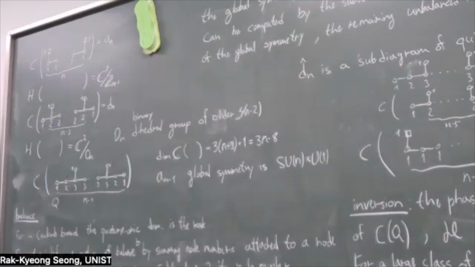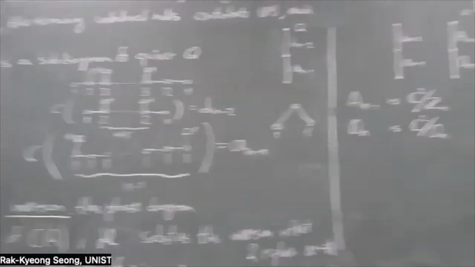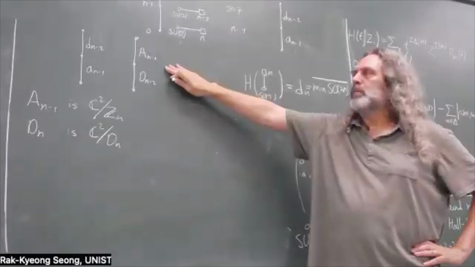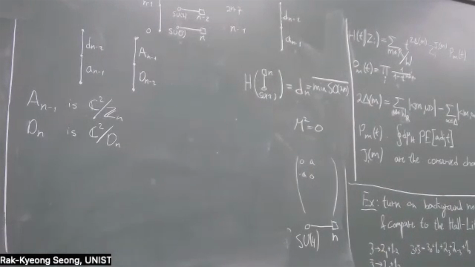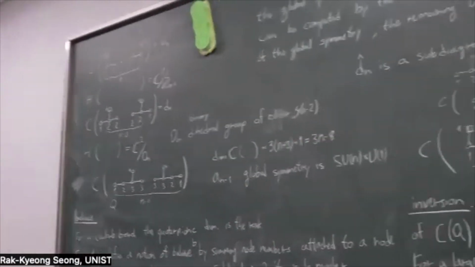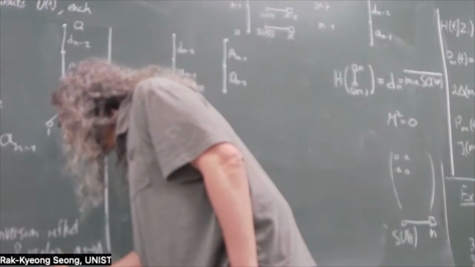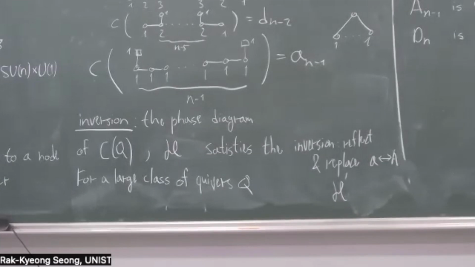So the claim is that the Coulomb branch of this theory is given by this Hasse diagram, and the Higgs branch of this theory is characterized by this Hasse diagram. Then I get an H prime. H prime is the inversion plus replacement of lowercase by capital. This is H, this is H prime.